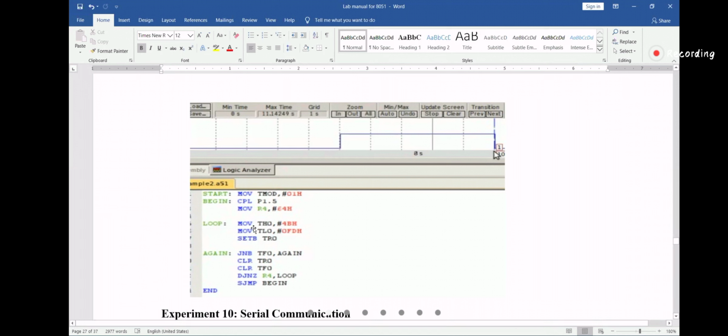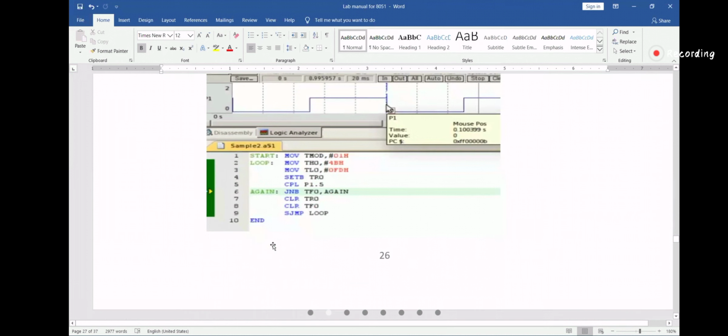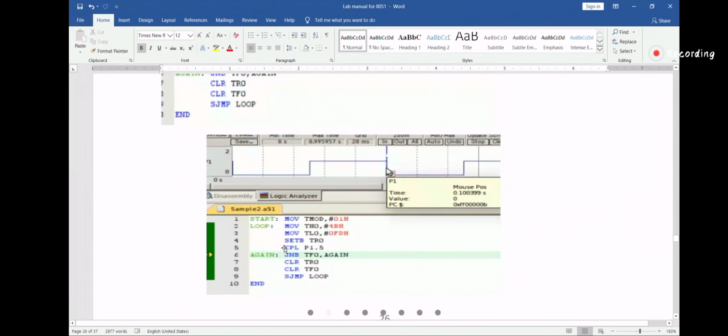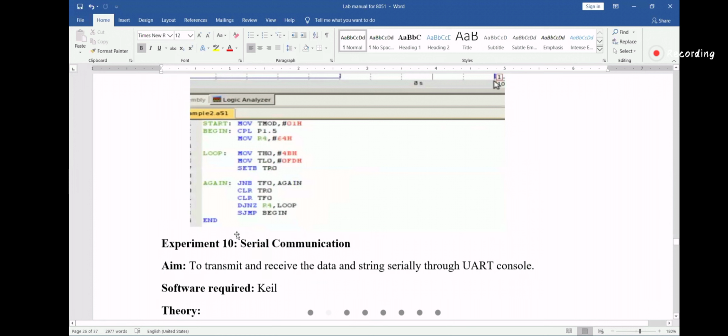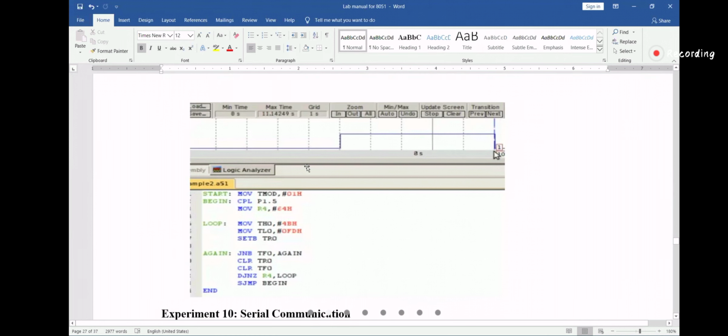If you write CPL inside the loop, then you will be complementing many times. Till now we have been putting CPL P1.5 somewhere here. In the other example CPL was inside, but here in this case CPL is outside. That's why. There is a reason. If you put CPL inside, a small period of 50 milliseconds will come, a small graph, 10 times.